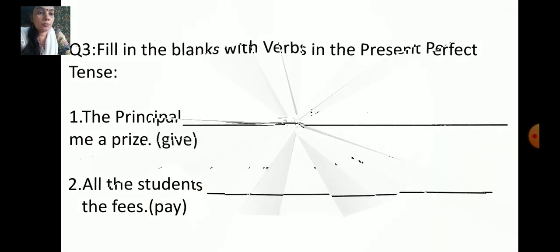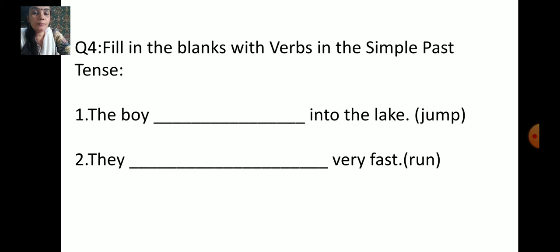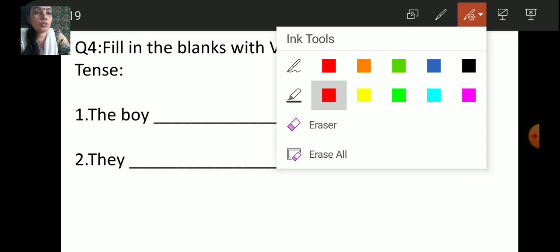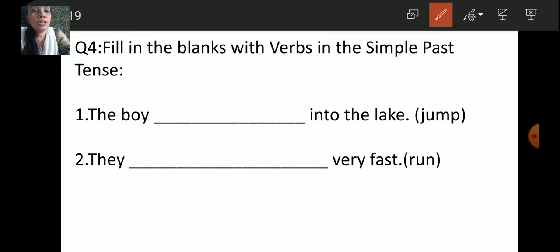Now let's move on to the next question. Question number 4. Fill in the blanks with verbs in the simple past tense. So past tense means over. The boy dash into the lake. Jump. The dash very fast. Run. I think it is so simple. So the boy jumped.